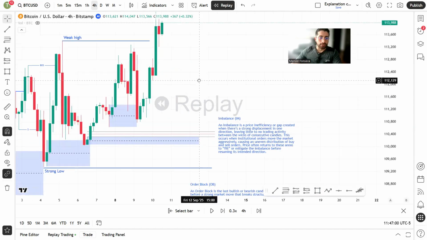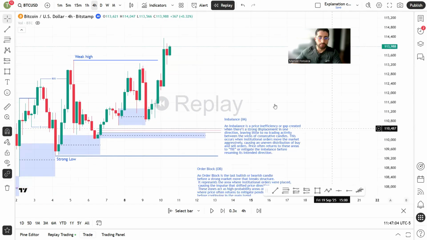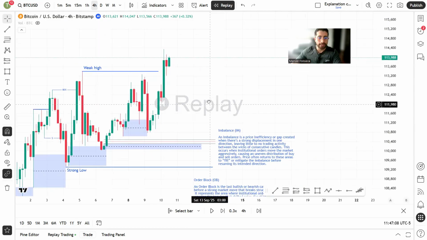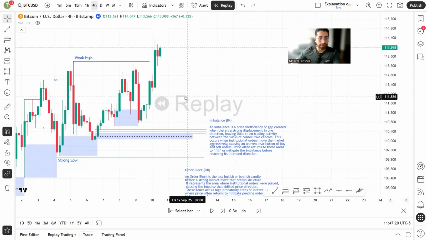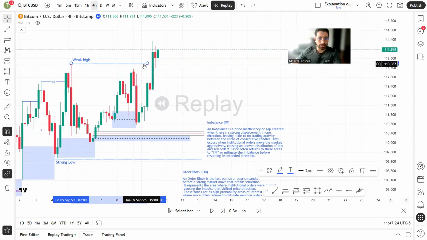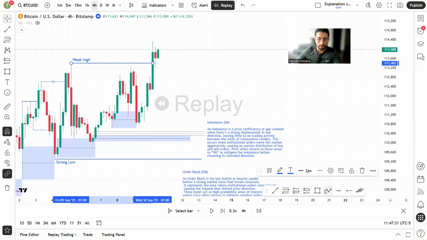Perfect. Now, the question is, what do we have to do now? Do we have to update our strong low again? The answer is, of course we have to do it, right? So we can work with a better, clearer frame. So this weak high becomes a break of structure.